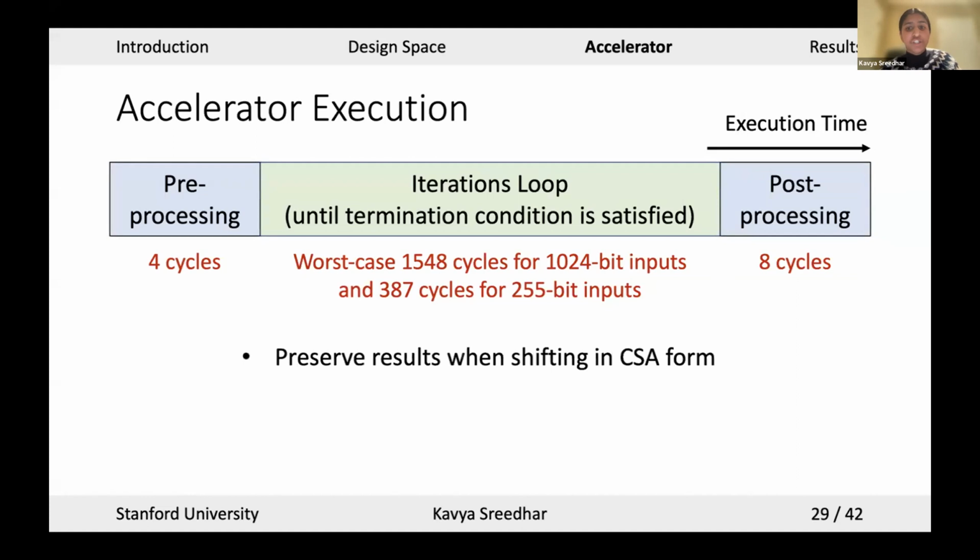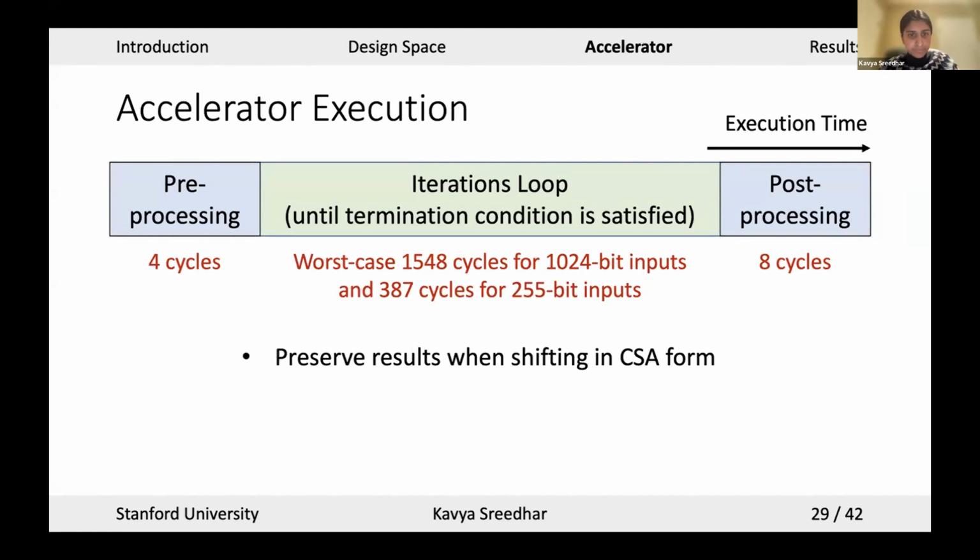So the first thing we needed to ensure was that when shifting in carry save form, we had functional results, that numbers were not incorrectly truncated during shifts, and that the sign bit was preserved. The actual circuits of how we did this are in the paper, and we just wanted to highlight this as something to think about.